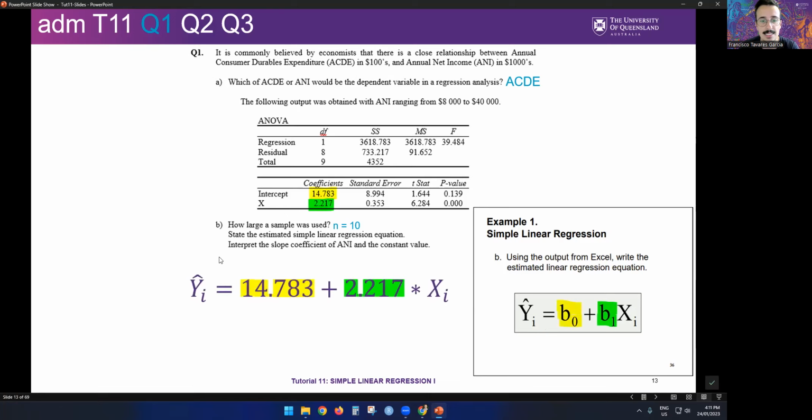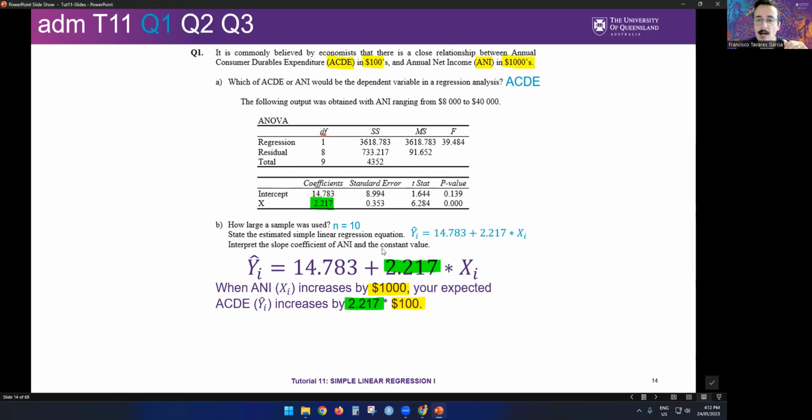Let's click. This is the equation, and look where the values of b0 and b1 come from. So y hat is a predicted value, and this little hat here means that it's being predicted. It's the value we're estimating, okay? So the predicted value equals 14.783, coming from here, the intercept, plus 2.217 times x. So 2.217 is our slope coefficient, times x_i.